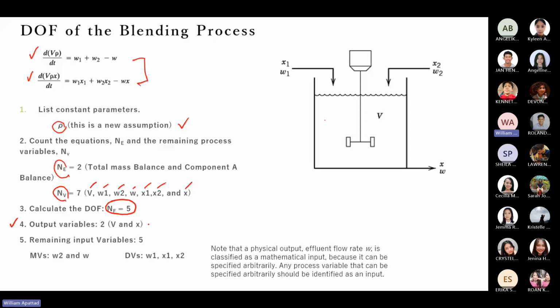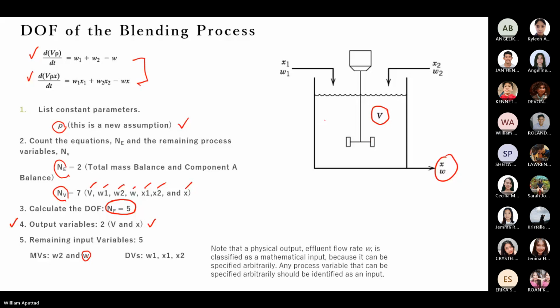Okay? Kapag titingnan ninyo, ang output variables natin, we have 3. Pero sa ating degree of freedom analysis for this blending process, dalawa ang kinonsider natin. We have volume and the overall output concentration X. Ang isang W natin, we included it as an input variable.